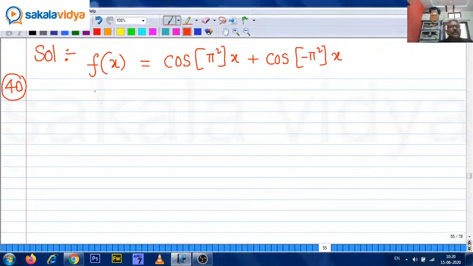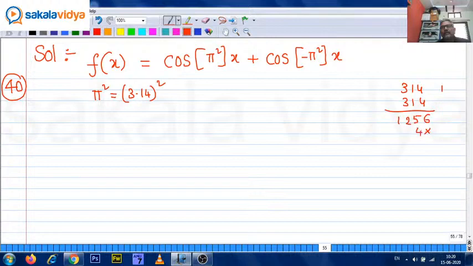Right now, pi square, let us find out. Pi square means pi is approximately 3.14 whole square. What is 3.14 square? 314 into 314. Let us multiply. 4 into 4 is 16, 5, 1256. Here 4, 1, 3. 3 4 ja 12.